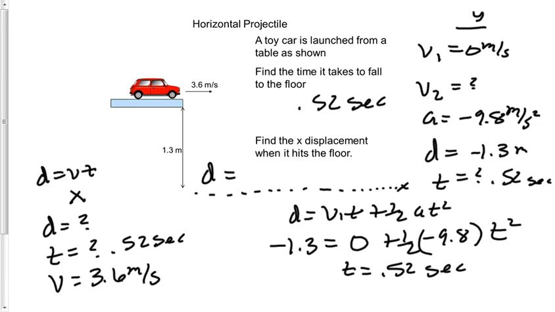D will equal 3.6 multiplied by 0.52. That'll equal 1.9 meters.